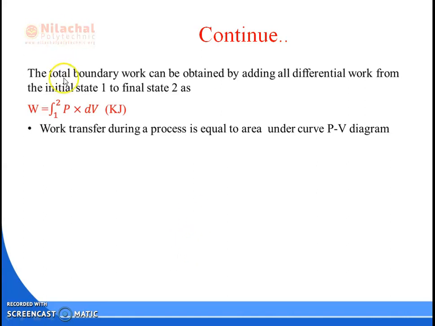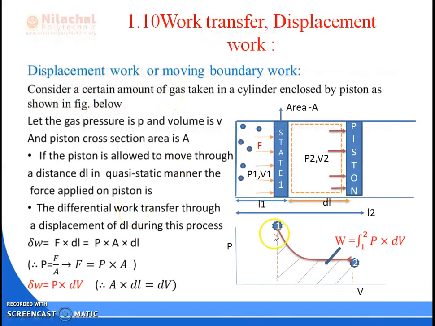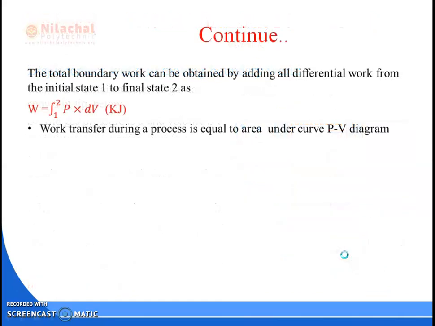So the total boundary work, the small work δW, is equal to P into dV. The state changes from state 1 to state 2, so it will cross a path. We can say 1 to 2 is a process. It will cross the path 1 to 2, or 1 to 2 is a process. So if I have to calculate the work done in the 1 to 2 process, then how can we write W 1 to 2?